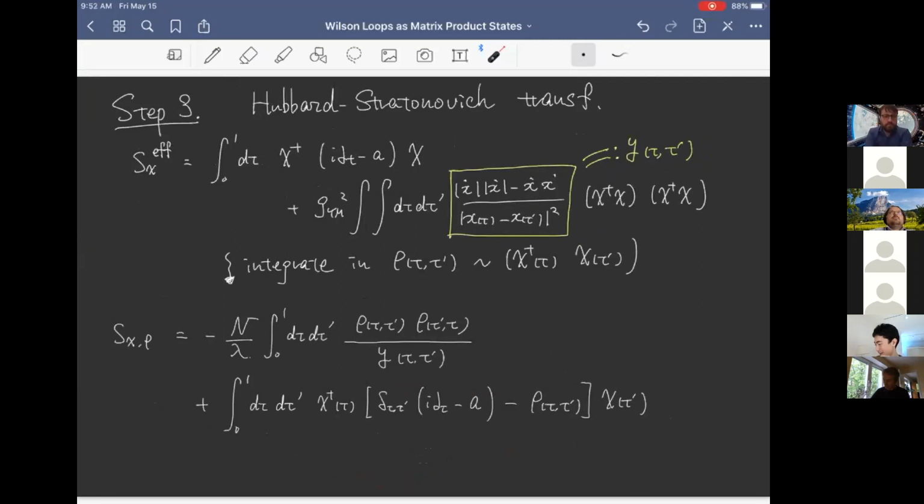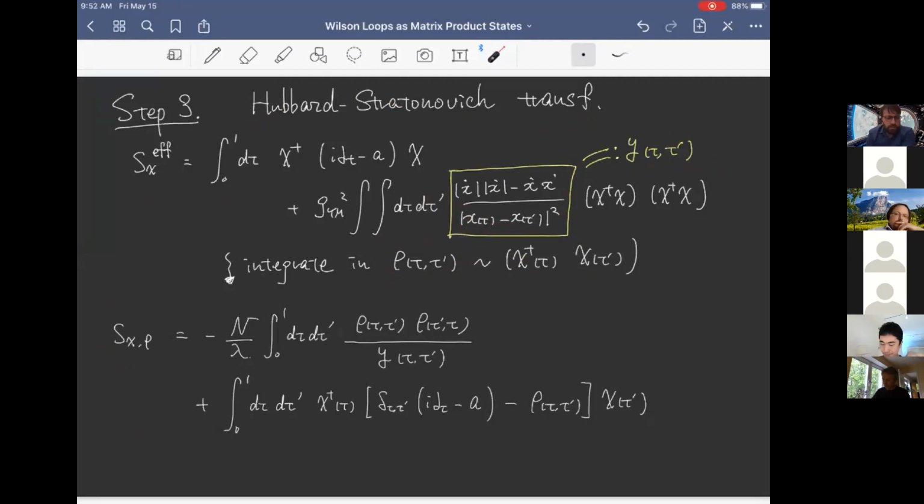Okay, so now step 3, which is very simple. Now I have a quartic interaction of fermions. The standard way to analyze this kind of interaction is to use the Hubbard-Stratonovich transformation. The idea is to integrate in some extra field, which I denoted by rho, which corresponds to chi-dagger chi. Importantly, this is a bilocal field. You can easily show that by integrating in rho, this action becomes this action, and you can also go back by integrating out rho. Here I denoted this part by Y.